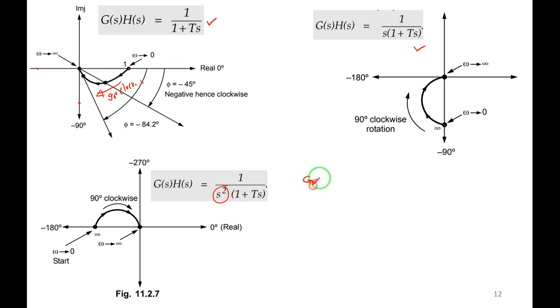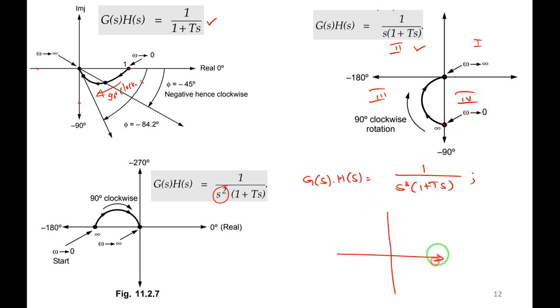Can anyone draw and show me, for G of s into H of s equal to 1 divided by s cube into 1 plus ts, what is the plot I am getting? Can anyone tell whether the plot will come in which quadrant? So this is first quadrant, second quadrant, third quadrant, fourth quadrant. First quadrant it will come? Yes, we will see it.